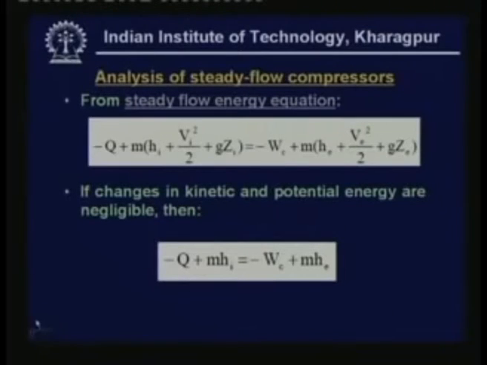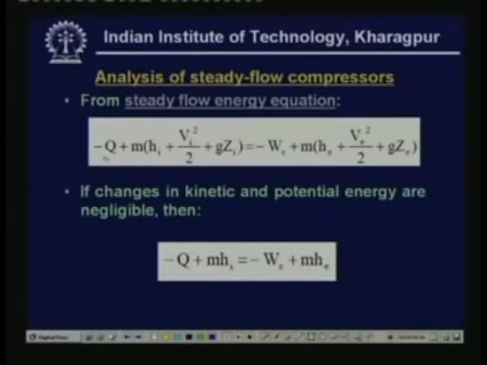As you know, the steady flow energy equation is something like this. Q is the rate at which heat transfer is taking place from the compressor to the surroundings, and m is the mass flow rate, hi is the inlet enthalpy, V squared by 2 is the specific kinetic energy at the inlet, g zi is the specific potential energy at the inlet, and Wc is the power input to the compressor if you are writing in terms of mass flow rates. he is the exit enthalpy, V squared by 2 is the exit specific kinetic energy, and g ze is the exit specific potential energy. This is the simple steady flow energy equation which we have seen before.